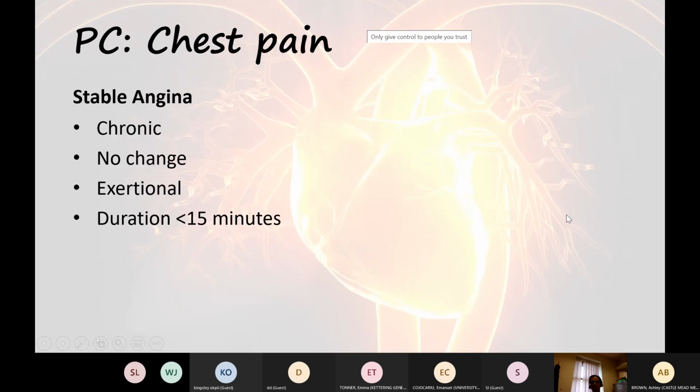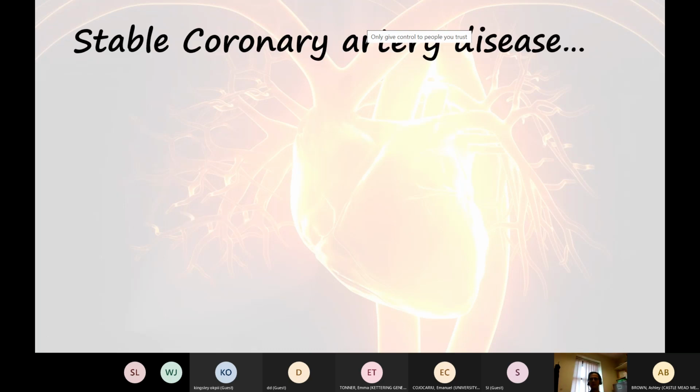So we've talked a lot about coronary artery disease and acute coronary syndromes, and we've talked about how to manage type 1 and type 2 myocardial infarctions. But what about stable coronary artery disease? So how do we manage stable coronary artery disease? Can anybody tell me the answer to that?